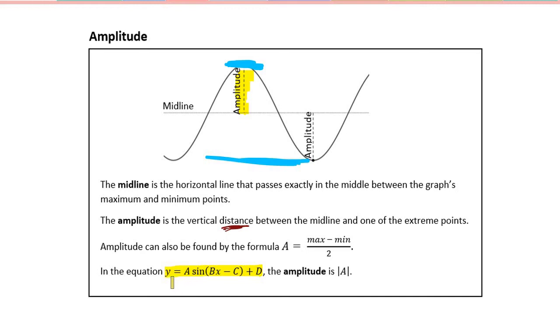In this equation that I have highlighted in yellow, the leading coefficient A will help me determine my amplitude. The amplitude is going to be the absolute value of A. Remember that amplitude is a distance, and distance has to be positive.